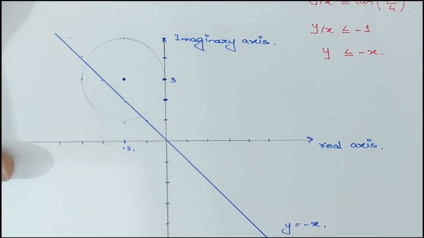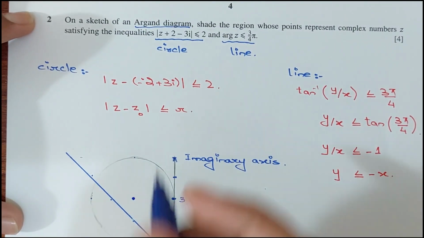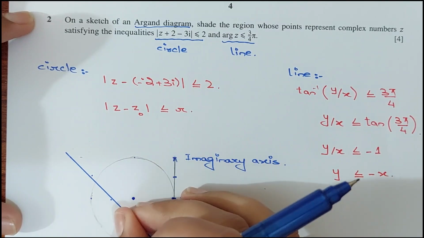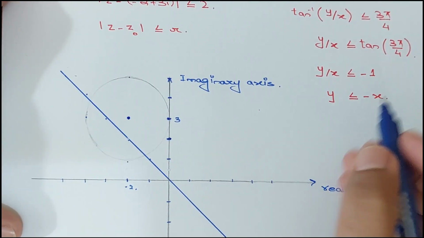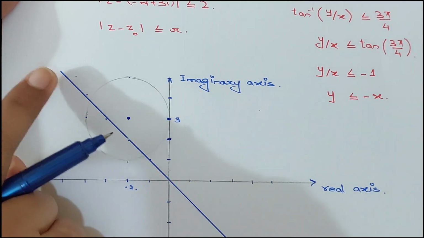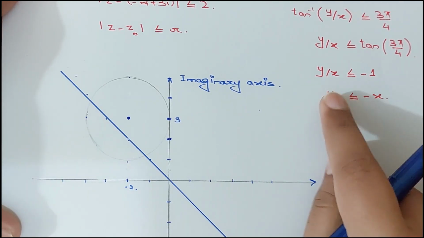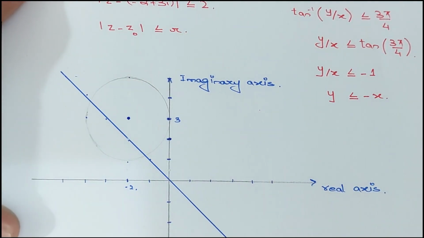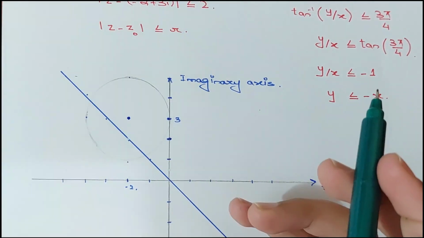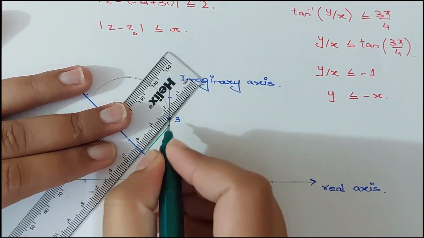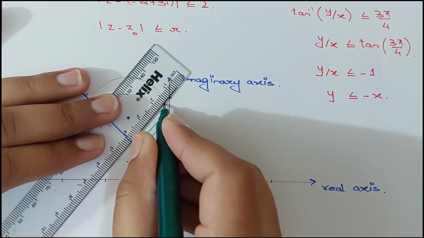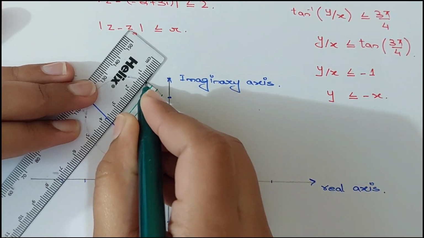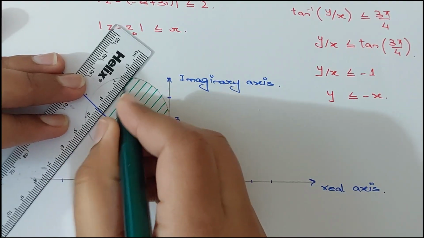Now we have to shade the region. As you can see, for the circle we have less than or equal to 2, so the boundary and the inner portion are shaded. And for the line, y is less than or equal to -x, so the upper portion is shaded, right? So the only shaded region that satisfies both is this, inside the circle and above the line. This is the shaded region. I hope this is clear now.